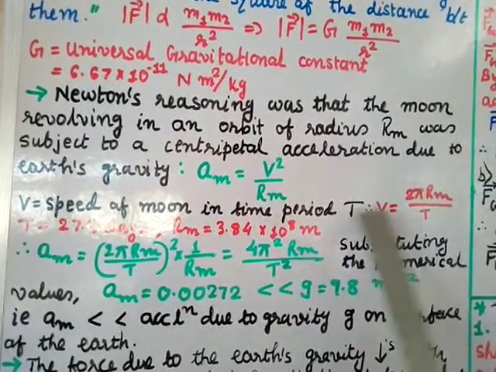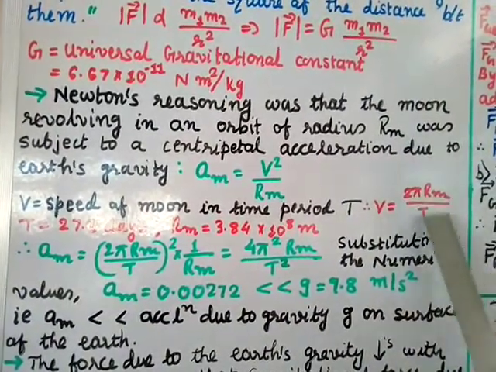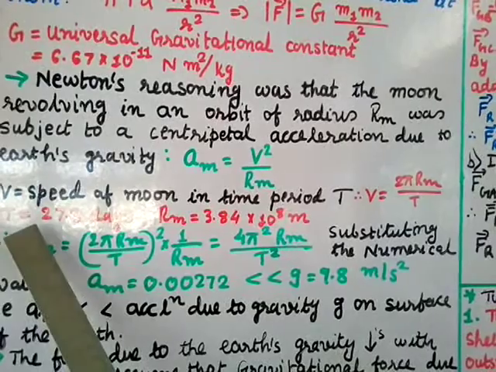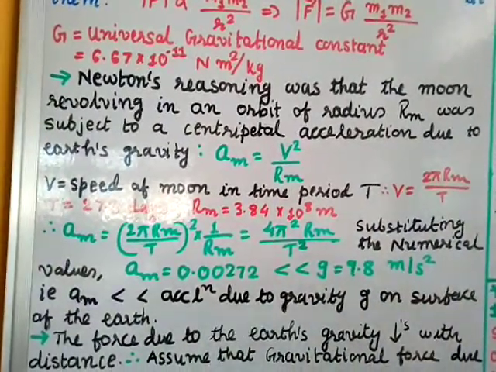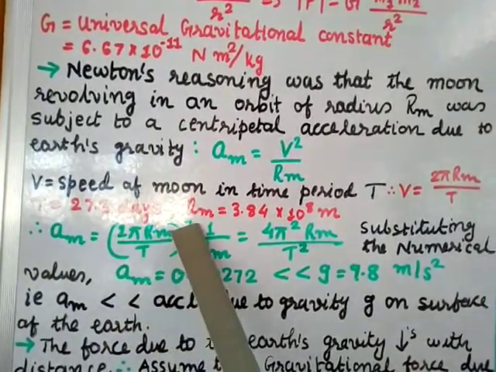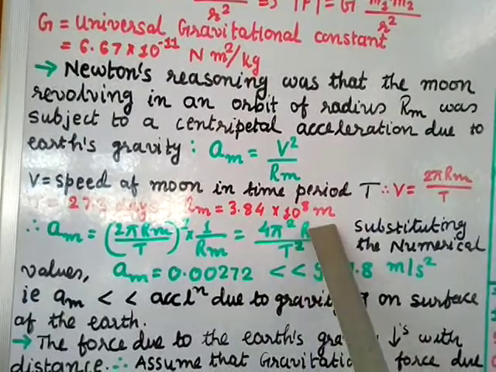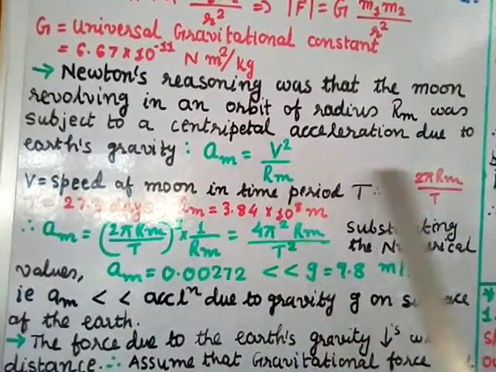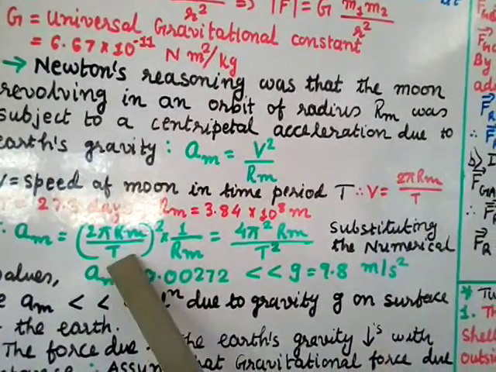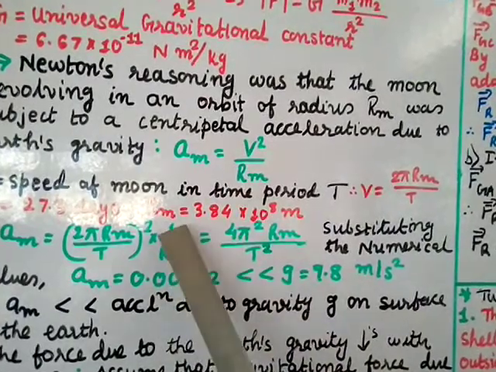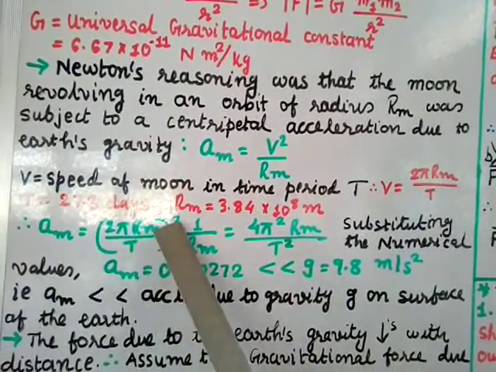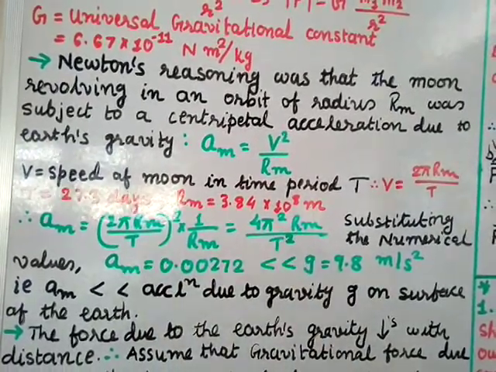The speed v is given as 2 pi Rm by capital T, v equals 2 pi Rm by T. T is the time period, right? The time period for the moon to complete one revolution is about 27.3 days, and Rm value is 3.84 into 10 power 8 meter. Now if we put the v value here, then we get am equals v square, so 2 pi Rm by T whole square into 1 by Rm, equals 4 pi square Rm square by T square, but one Rm will cancel, so you get only one Rm in the numerator.